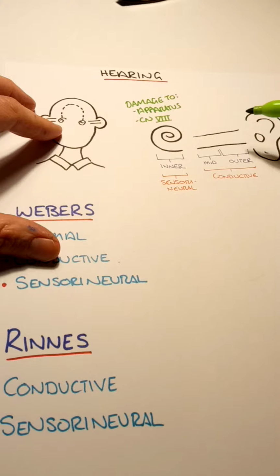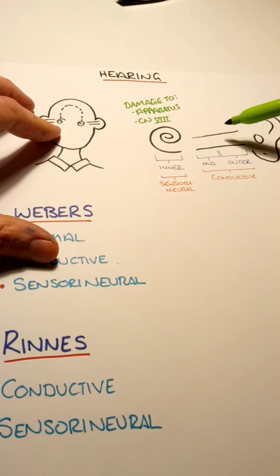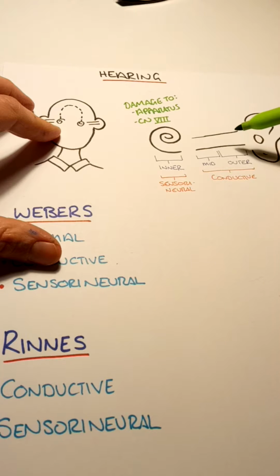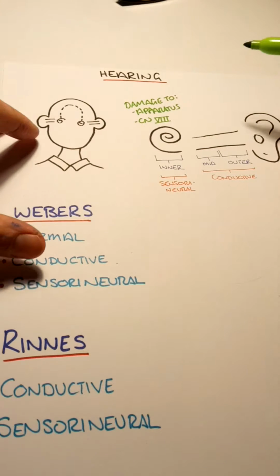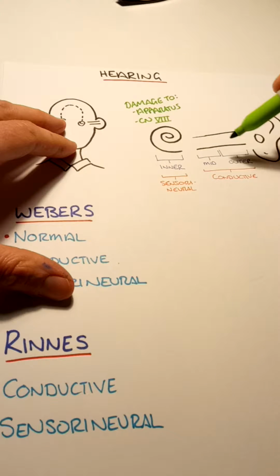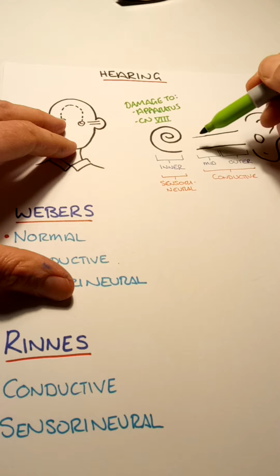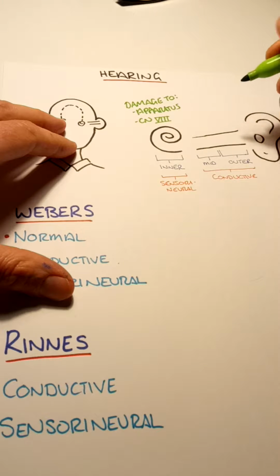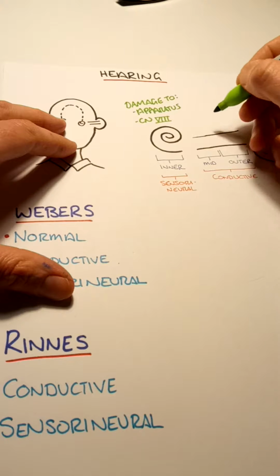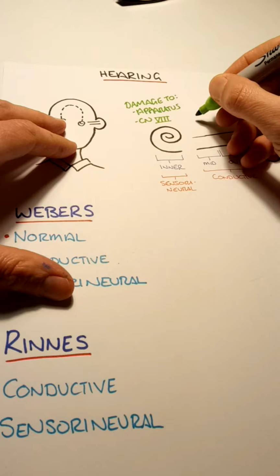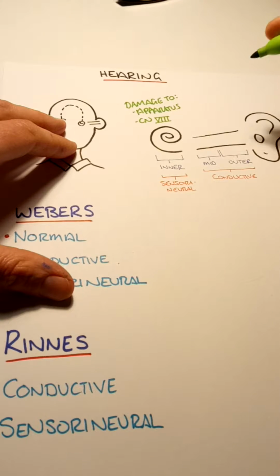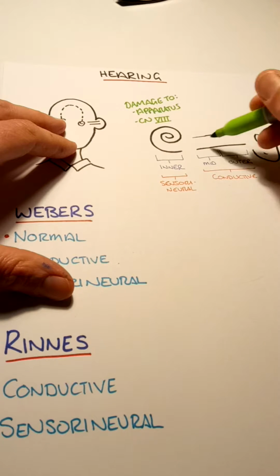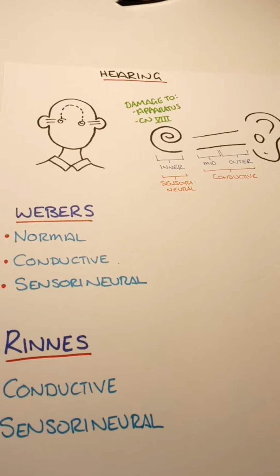Okay, so that's sensory neural, and then conductive is problems getting sound waves in this part, the middle and outer ear. So it affects this bit.